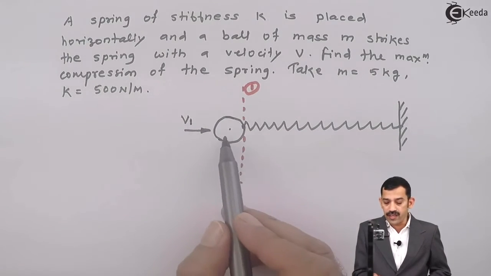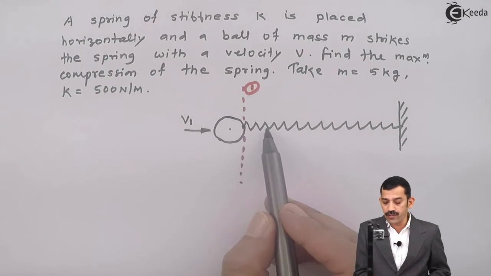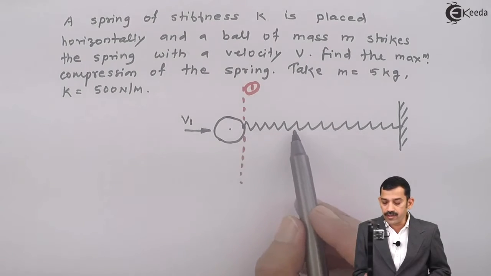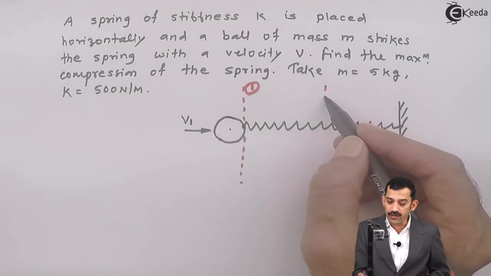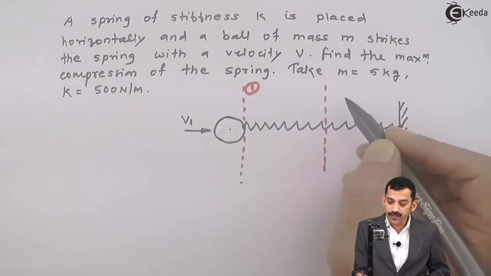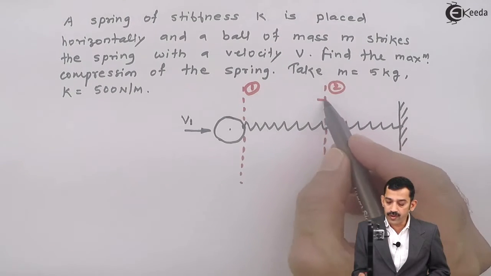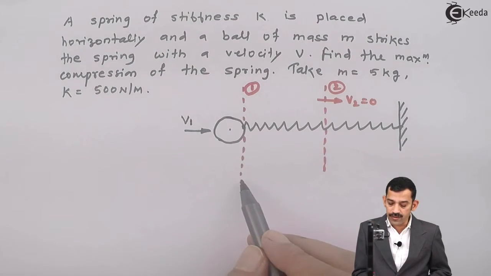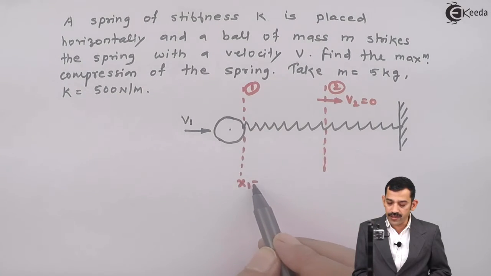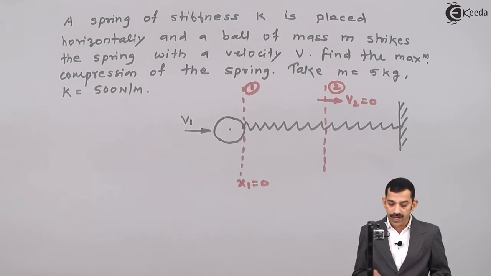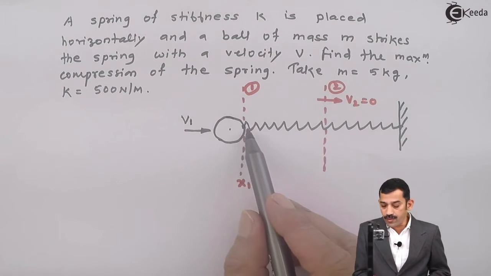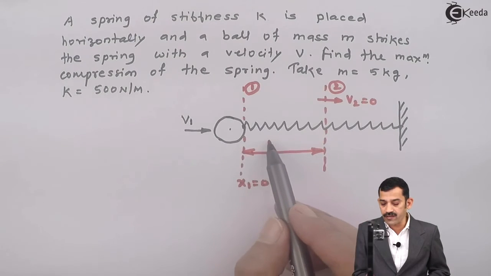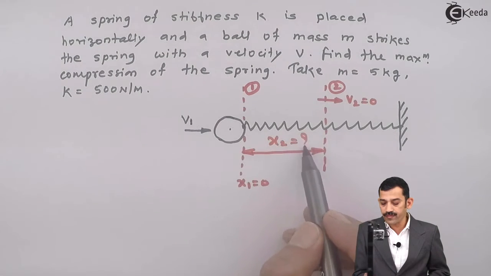Now due to this kinetic energy, due to velocity, what happens? Compression of the spring takes place. The velocity of the ball decreases, and where the velocity of the ball becomes 0, you will get maximum compression of the spring. That means at position 2, the velocity of the ball is 0. At position 1, the spring is in undeformed state, initial deformation is 0, and as the spring compresses, the compression we get is x2, which is unknown.